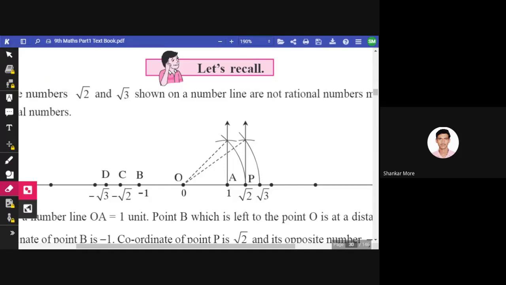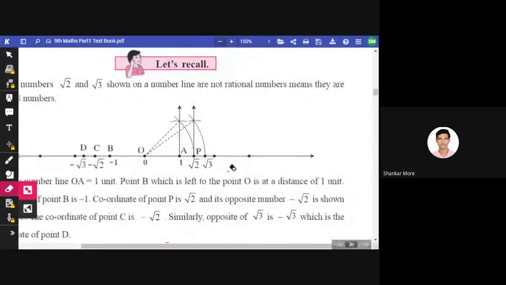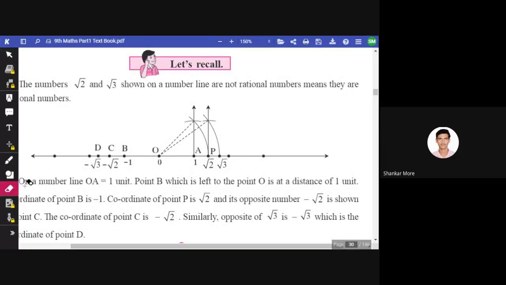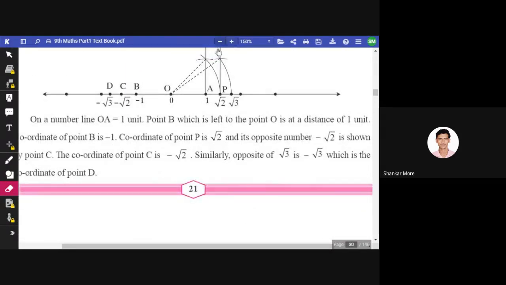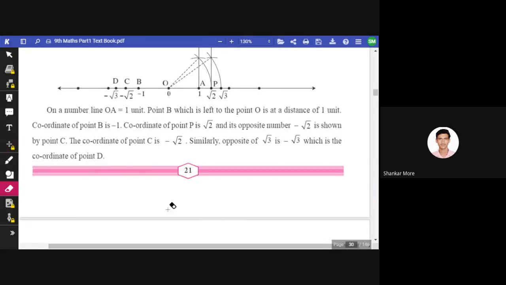Okay. So one more thing that we are going to learn here is square root of 2 and square root of 3. These two are irrational numbers. So what exactly is irrational number, that is also we are going to cover now. I'm just gonna read this paragraph. On a number line, OA is equal to 1 unit, point B, which is left to the point O at a distance of 1 unit, coordinate of point B is -1, coordinate of point P is root 2, and its opposite number minus square root of 2 is shown by the point C. The coordinate of point C is minus square root of 2. Similarly, opposite of root 3 is minus root 3, which is the coordinate of point D.